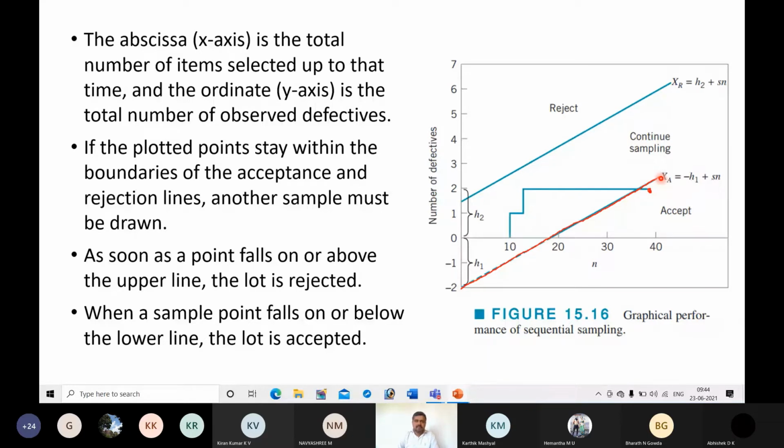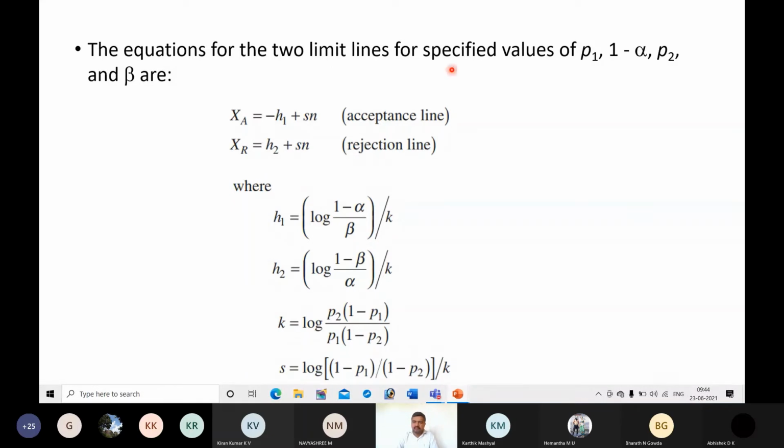The equations for the two limit lines for specified values of P1, 1 minus alpha, P2 and beta are as follows. P1 is the lot fraction defective in lot 1, and P2 is the lot fraction defective in lot 2. Here 1 minus alpha is the probability of acceptance when the lot fraction defective is P1. Beta is the probability of acceptance Pa when the lot fraction defective is P2. This we already discussed in single sampling.